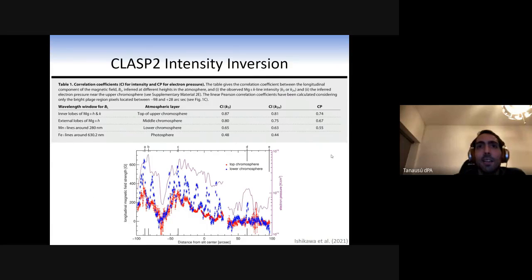What we show here is the actual correlation indexes for these quantities at the different heights. CI stands for correlation with intensity, where K3 is the center of the K line, and K2P is the blue emission peak, while CP is the correlation coefficient for the electron pressure. We can see how this correlation increases when going up in the atmosphere. For the top of the atmosphere, we see a significant correlation between these quantities. In particular, there is some correlation with the electron pressure that is related to the heating processes.